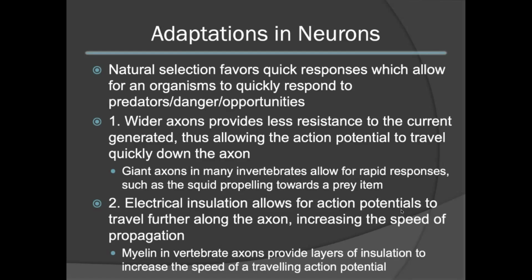Another adaptation found in neurons is the presence of electrical insulation. Electrical insulation on the neurons will allow action potentials to travel further. This will then have an overall increase in the speed of how the action potential is propagated down the axon. Myelin, which is present in vertebrate axons, provides insulation to help increase the speed of a traveling action potential.